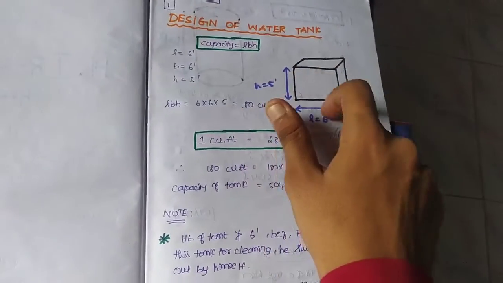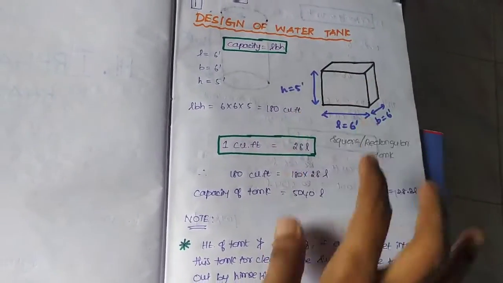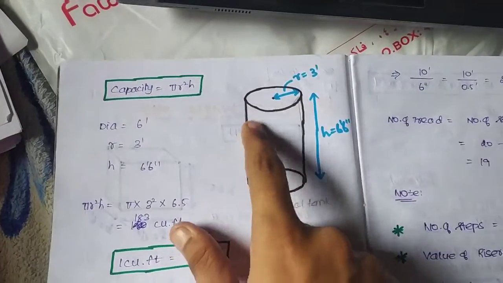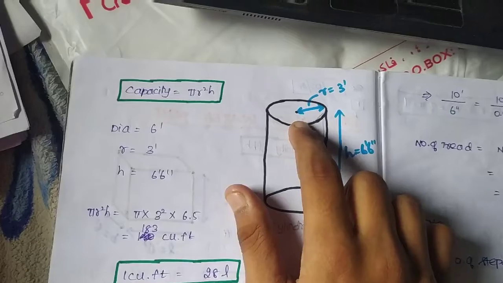So this is a square or rectangular tank, right? This is the procedure for a square or rectangular tank. Now we are going to see the capacity of a cylindrical tank.